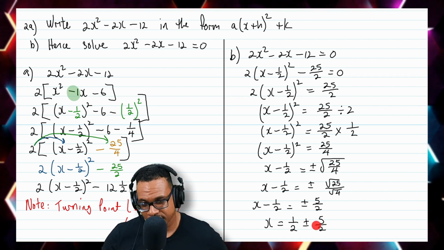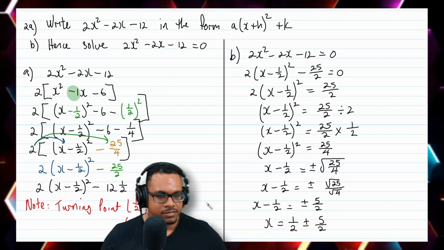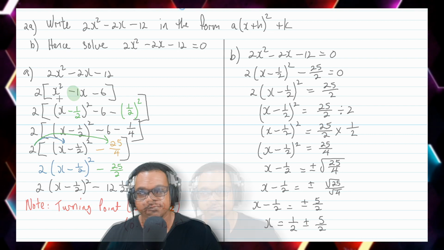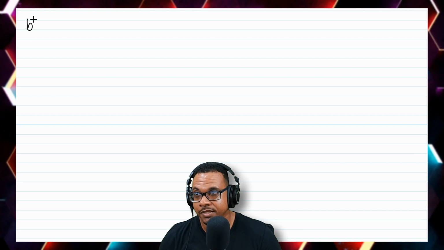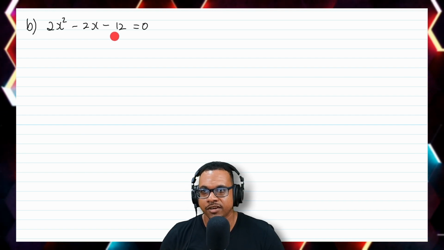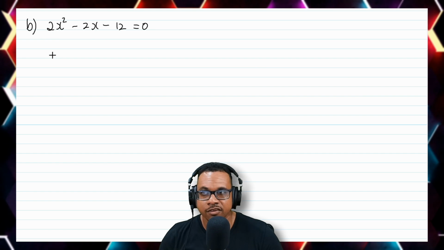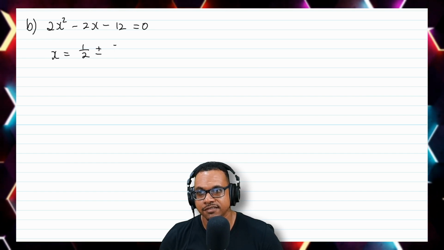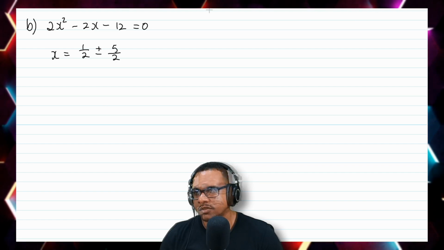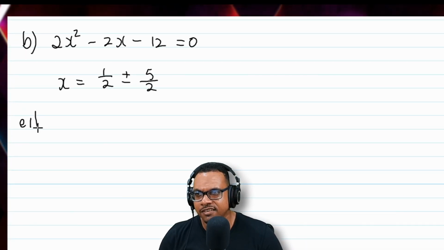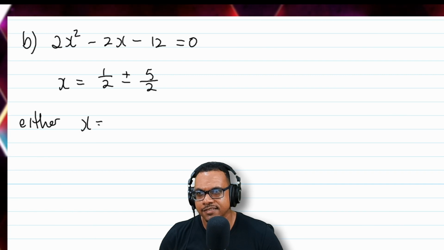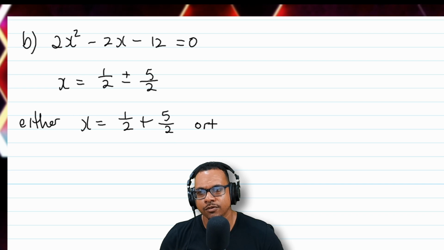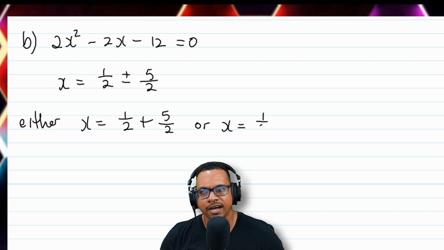So now I need to go and work this out to get my answers. I'm just going to go to the next page. I'll write back my question, part B. All right, so this is my quadratic equal to 0. And what I got was x is equal to a half plus or minus 5 over 2. So now what I'm going to say is either x is equal to a half plus 5 over 2, or x is equal to a half take away 5 over 2.